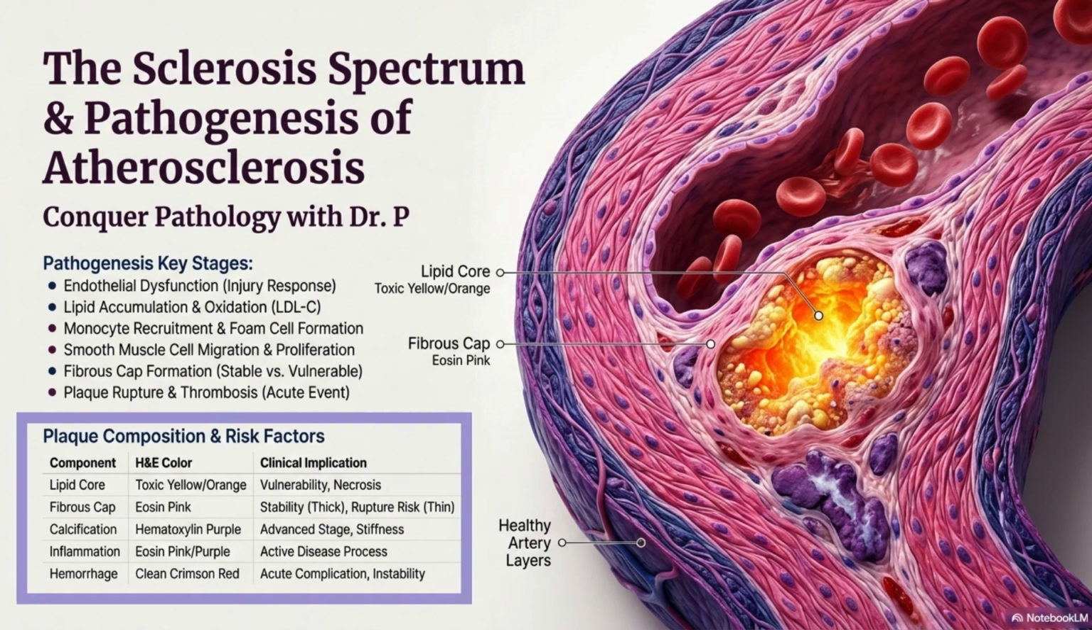Also take a look at this beautiful plaque composition table at the bottom. When you look at an H&E stain, remember these color codes. The toxic lipid code looks yellow or orange and indicates vulnerability. The fibrous cap is eosin pink and its thickness determines stability. Calcification is hematoxylin purple, showing advanced stiffness. Inflammation is mixed pink-purple and hemorrhage is clean crimson-red, warning us of an acute complication.